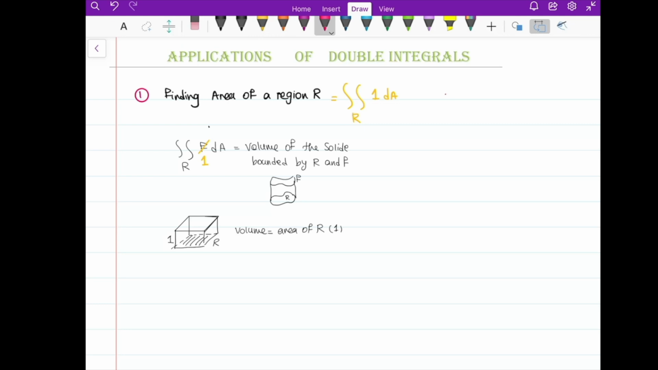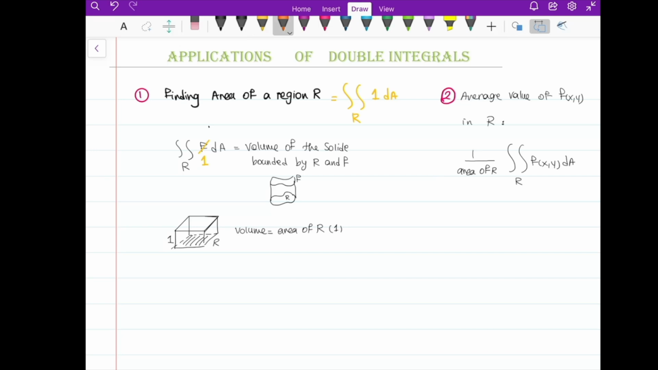Let me just quickly say the second application would be finding the average value of the function f of x and y in the region R. It is 1 over the area of R, and then the double integral of f of x and y dA over the region R.